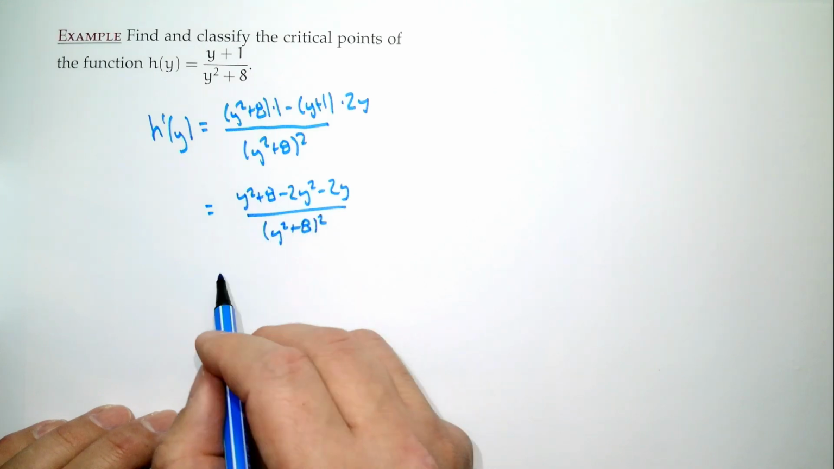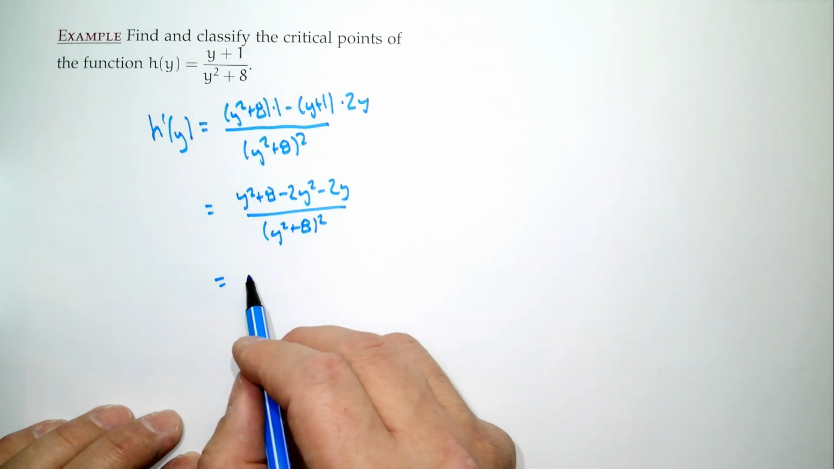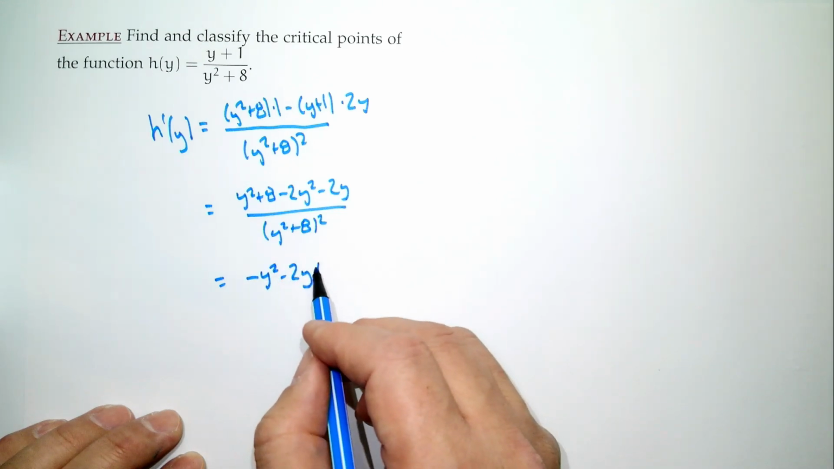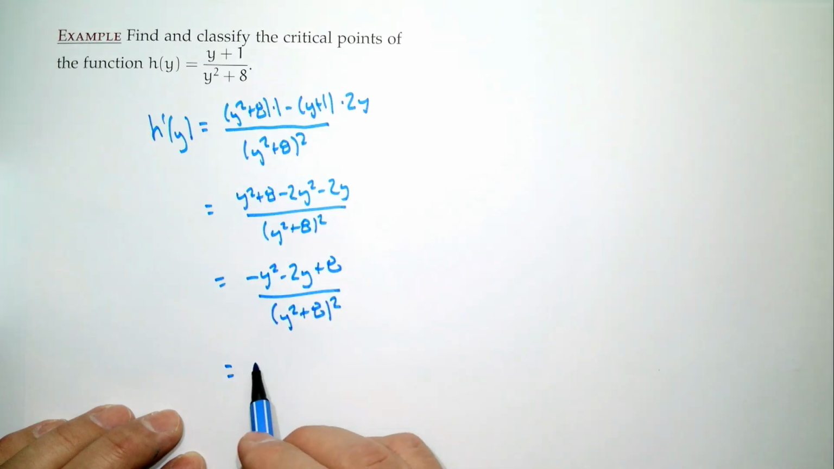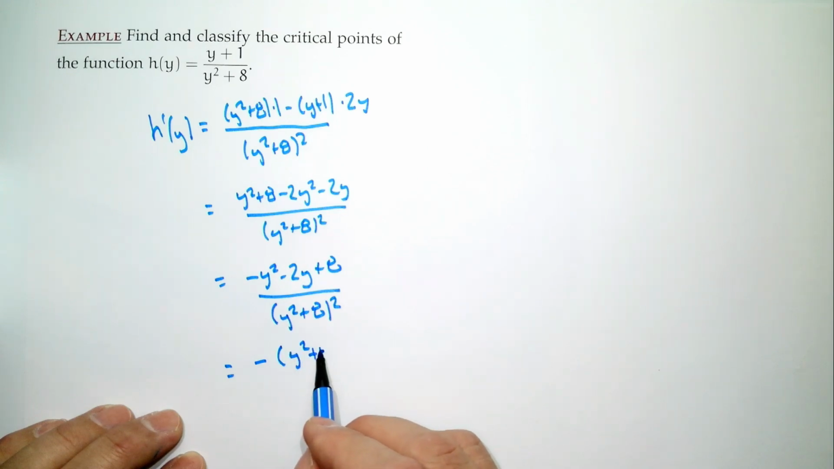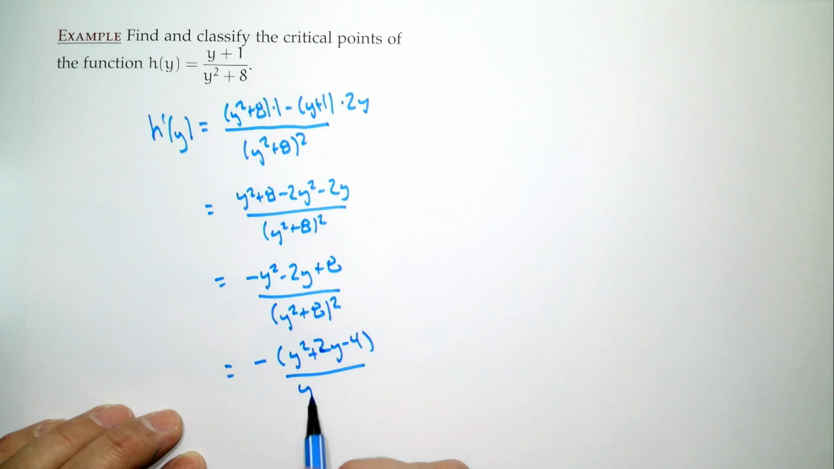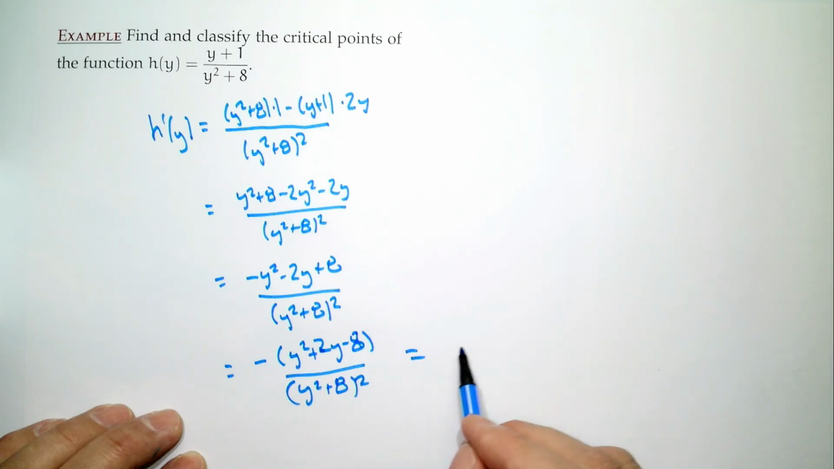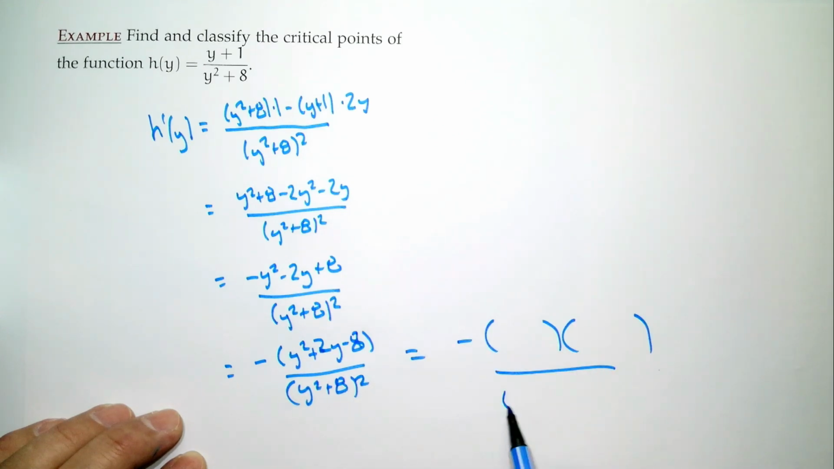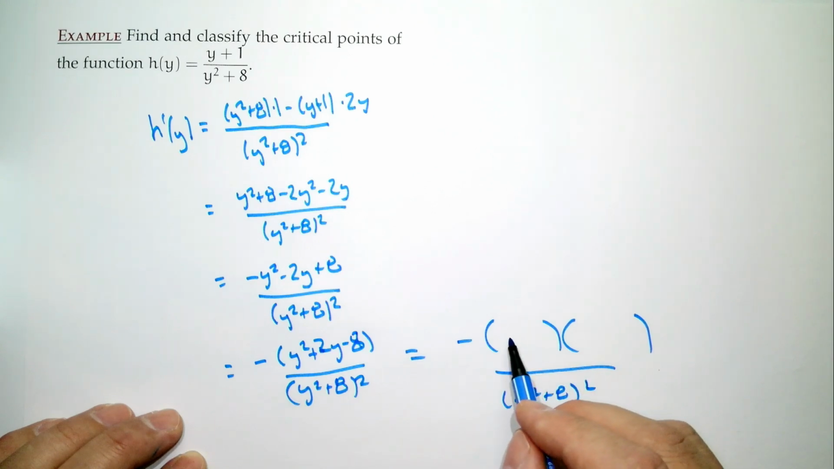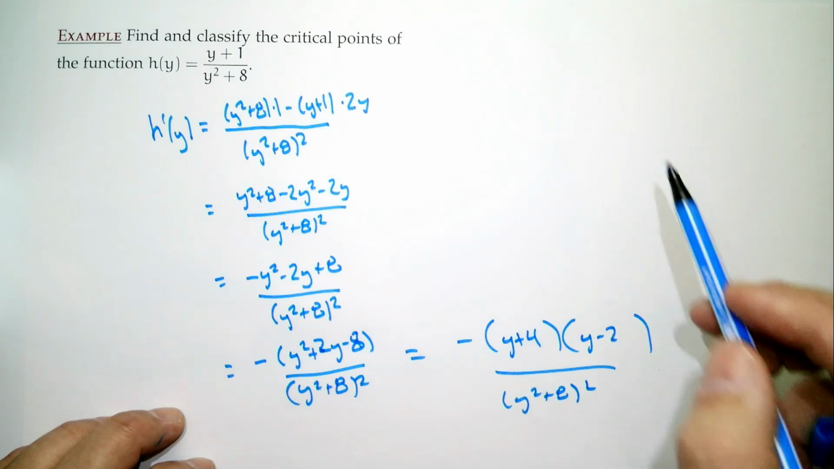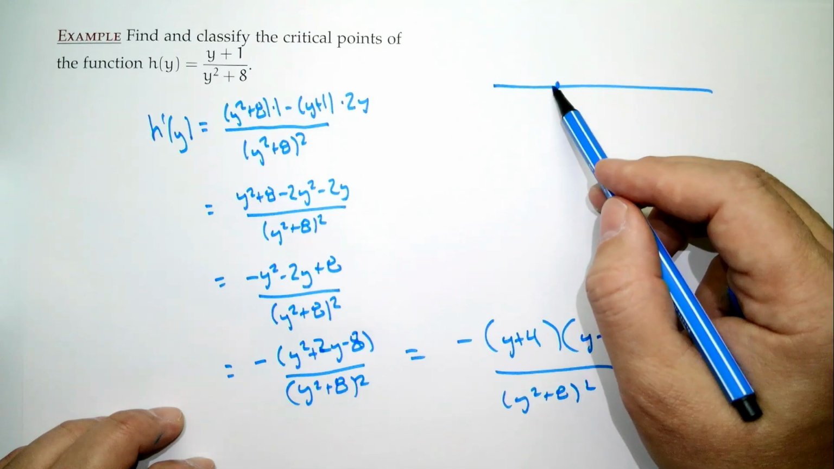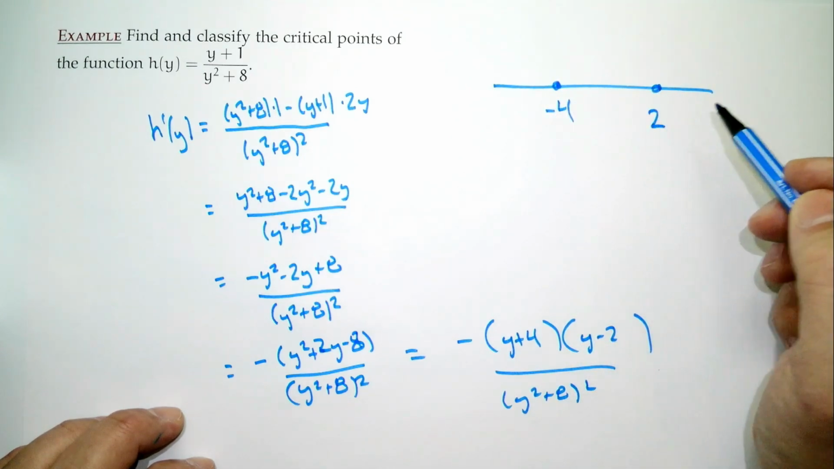Now, you might be a little bit nervous about the denominator, but you'll notice that the denominator is always going to be positive. So that's a promising thing. That means we don't have to worry about being undefined. Now, if you factor a negative out of the top, you get y squared plus 2y minus 4 over y squared plus 8 squared. Does the top factor? Yes. How does it factor? y plus 4 and y minus 2. So where are our critical points? Negative 4 and positive 2.